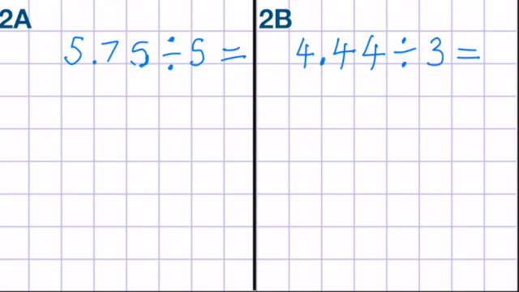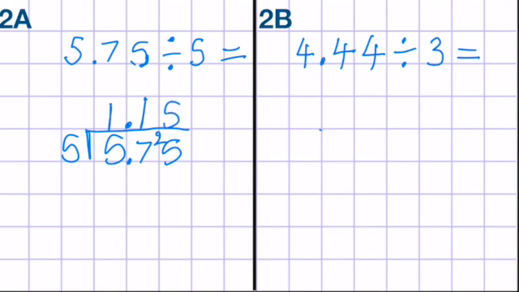Okay, 2A, 5.75 divided by 5 and 2B, 4.44 divided by 3. Let's do our bus stop. 5.75 divide by 5, put our decimal place above. 5 goes into 5 once, no remainder. 5 goes into 7 once with a remainder of 2, and 5 goes into 25 5 times.